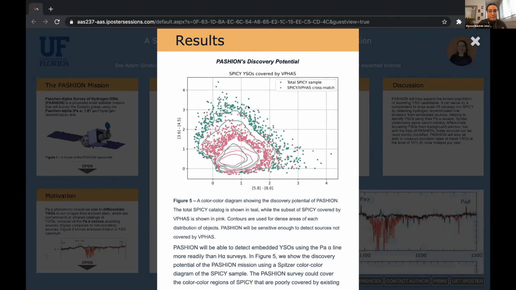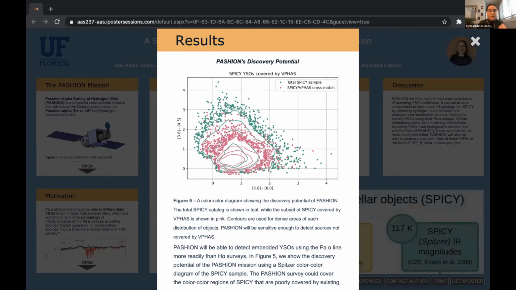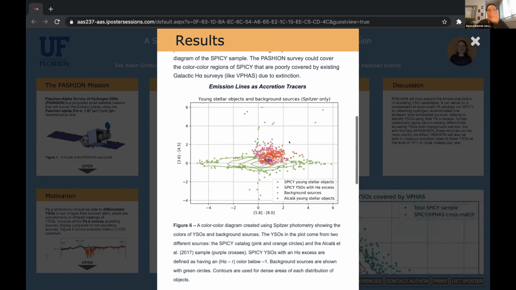And we see that not every source in the SPICY catalog is covered in H alpha. So this is a great place for PASHION to be able to contribute, as PASHION alpha is less sensitive to extinction than H alpha. So we might be able to fill out some of this color space a little bit more. Getting to the sort of meat of the talk, I suppose.